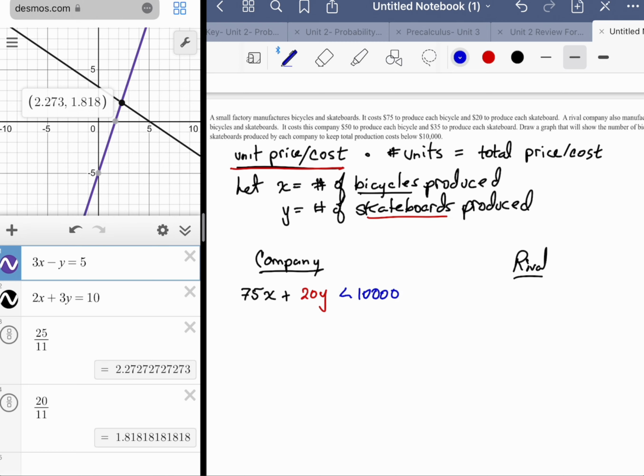Same structure for the rival company, except this time it's 50x plus 35y less than 10,000. All right.